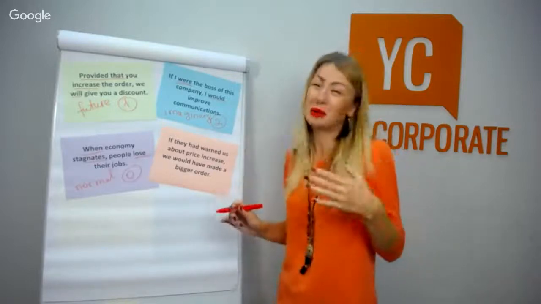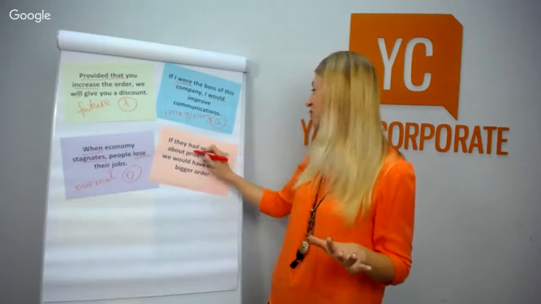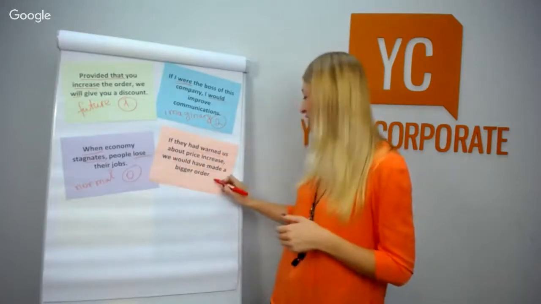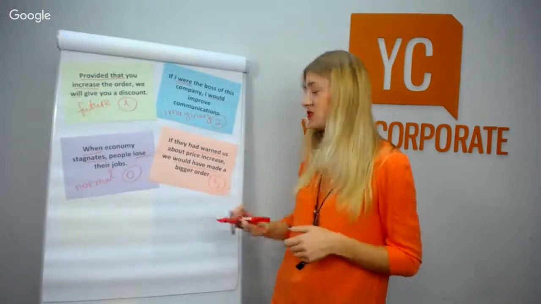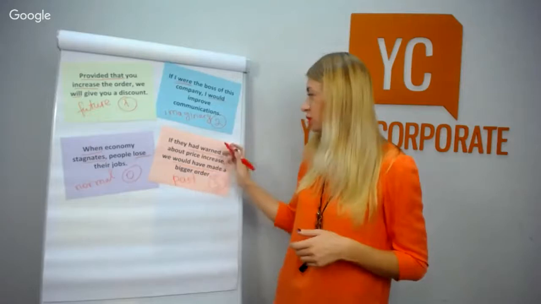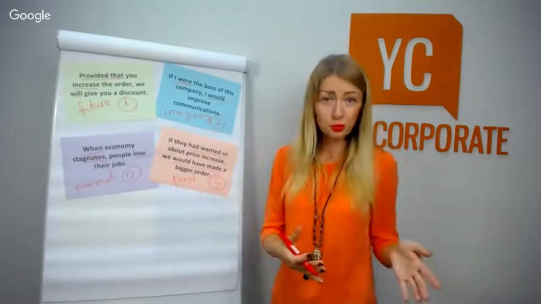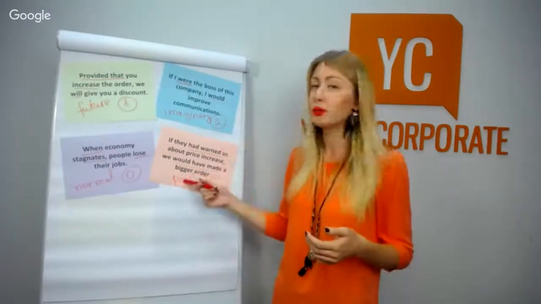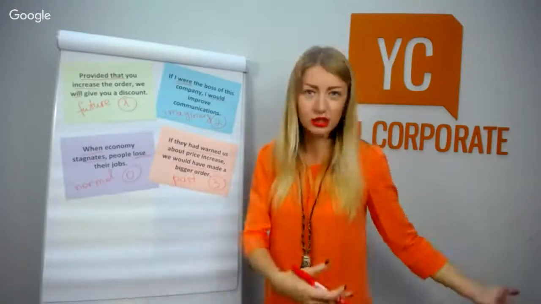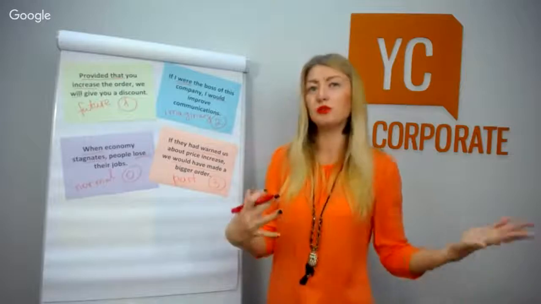And the fourth example: if they had warned us about price increase, we would have made a bigger order. So when you see the most complicated construction ever, like past perfect and then would plus have plus verb 3, it is really a sign that this is the third conditional and you're talking about past, because probably they had already increased prices and you did not make a bigger order. So then you can only hypothesize on something in the past, yes, which you could have done before.